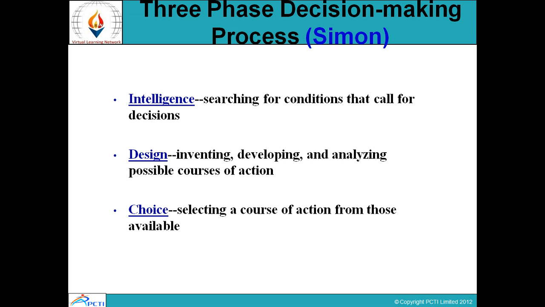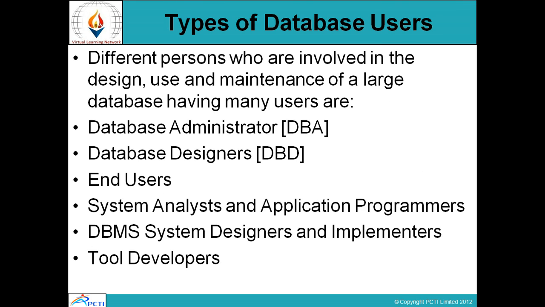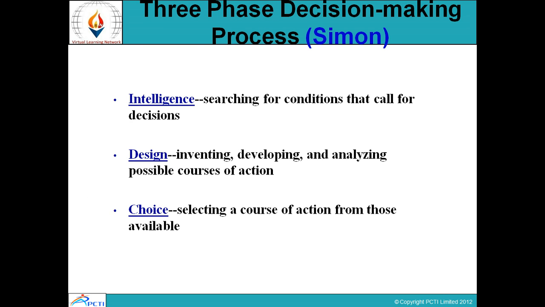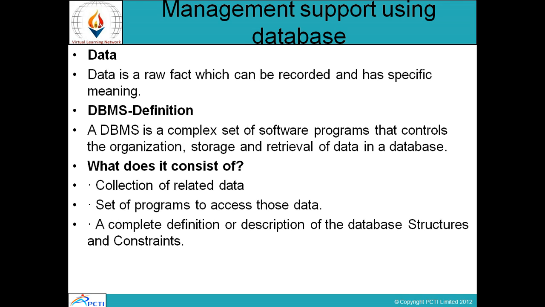Next we are going to cover the three-phase decision making process that was given by Simon, and it includes three parts. First one is intelligence, next one is design and third one is choice. Intelligence means searching for conditions that call for a decision. We search for those conditions that call for a decision, that have the solution basically. Design means we are inventing, developing and analyzing the possible courses of action. We are planning what sort of action is possible. Choice means selecting a course of action from those available. Among all the options available to us, we pick one and start implementation on it.